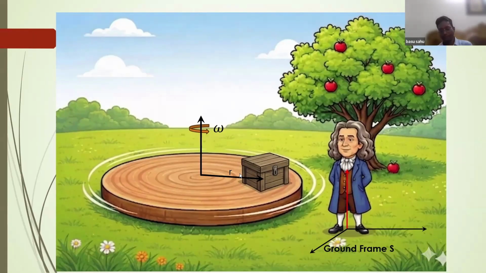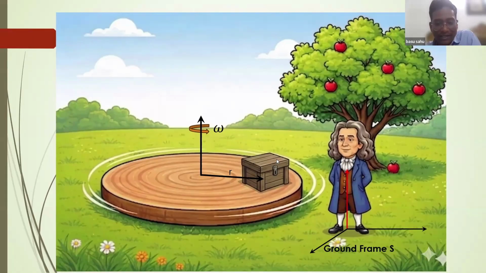Anyone please? For him, the box will appear to rotate with angular velocity omega as the disk is rotating. Yes. That means what? For circular motion, what is responsible? Centripetal force. Centripetal force or centrifugal force? Centripetal force. And in the non-inertial frame, it would be centrifugal. Okay, ma'am. Thank you.